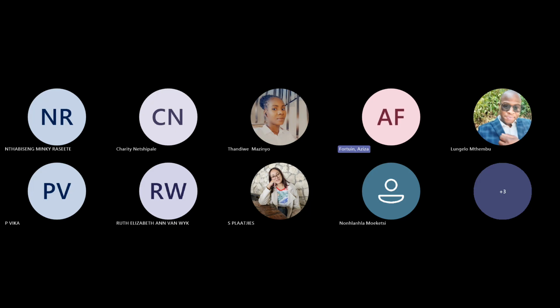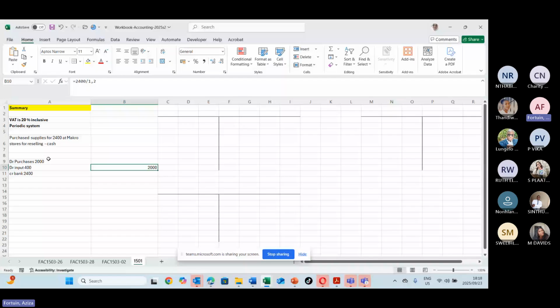Okay, so she was supposed to debit purchases 2,000, debit input VAT 400, and credit bank 2,400. Ruth, you understand where you went wrong? Yeah, I do.